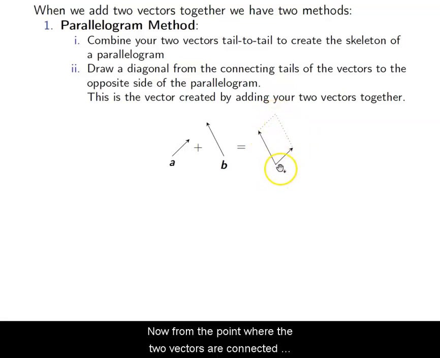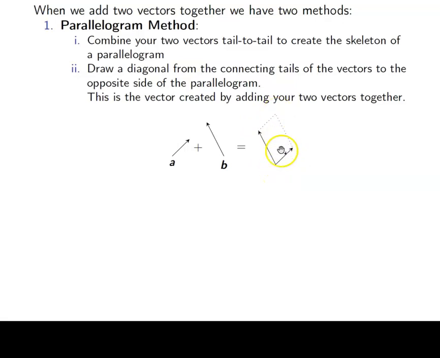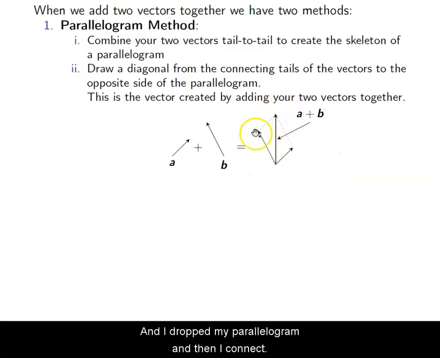Now from the point where the two vectors are connected, this initial point, I'm going to draw the diagonal that goes with this point here. Okay. So this resulting vector here is my vector A plus B. So I took A, I took B, and I drew out my parallelogram, and then I connect the diagonal that's formed from that, and that is my addition of vectors. So if I add two vectors together, I get a new vector.